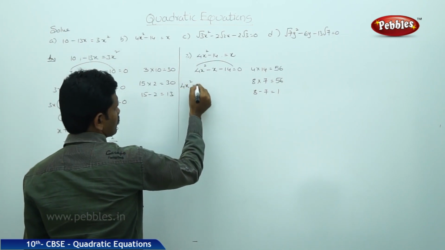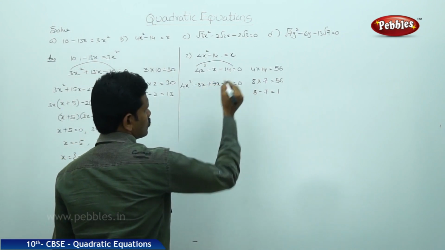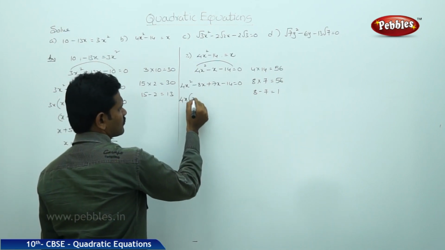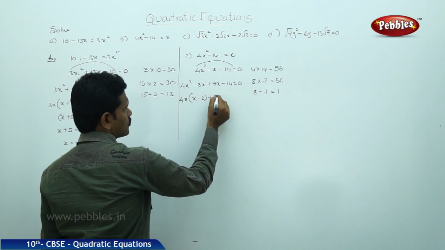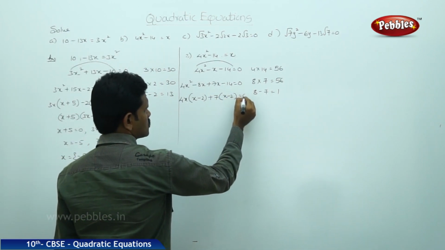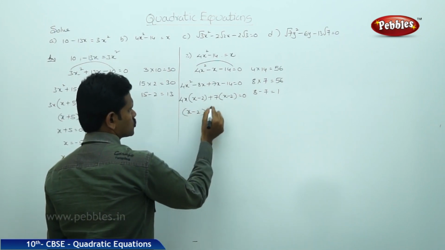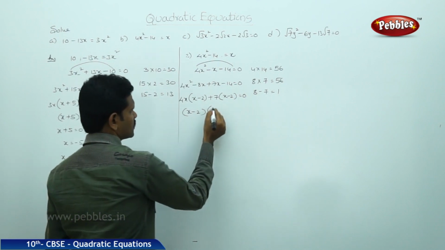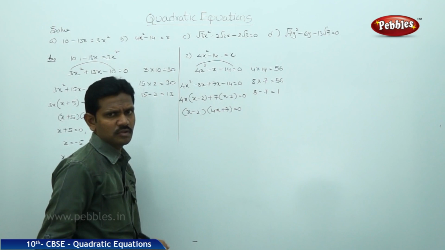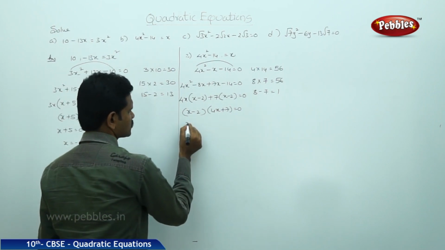That is, 4x square minus 8x plus 7x minus 14 is equal to 0. Take 4x common: x minus 2. Take 7 common: x minus 2 is equal to 0. That is, the common factor is x minus 2 and the other factor is 4x plus 7 equal to 0. Now both the parts must be equal to 0, and find the value of x.